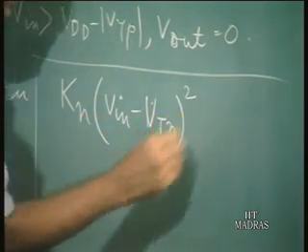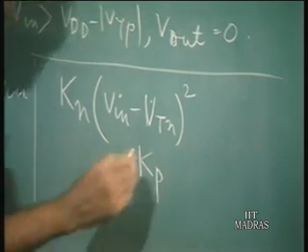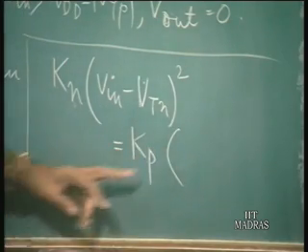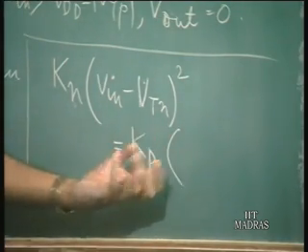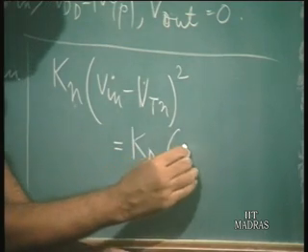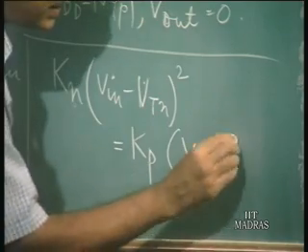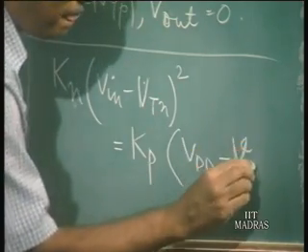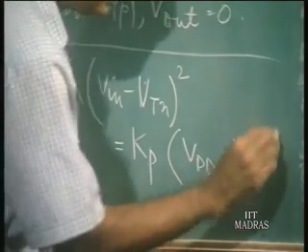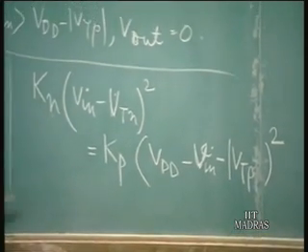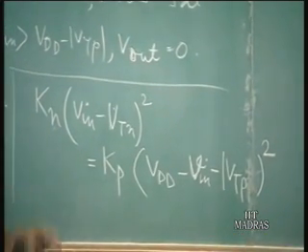So, this is the NMOS current, and this is equal to Kp, where Kp refers to the PMOS transistor and Kn refers to the NMOS transistor. Kp (VGS minus Vt) whole squared, the modulus of the gate to source voltage, which is actually equal to VDD minus Vin, minus VTP, squared. So, Kp (VDD minus Vin minus VTP) squared. This is the equation which is satisfied in that region where both the transistors are in saturation.